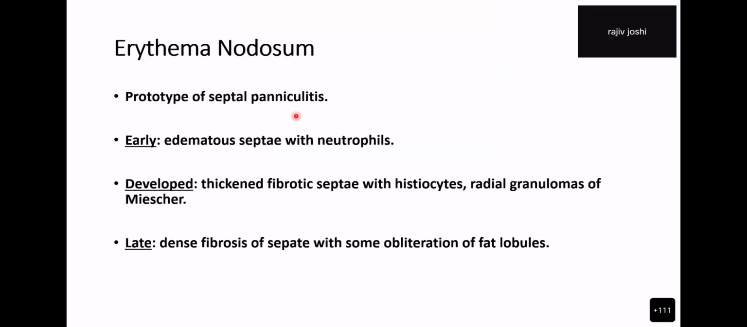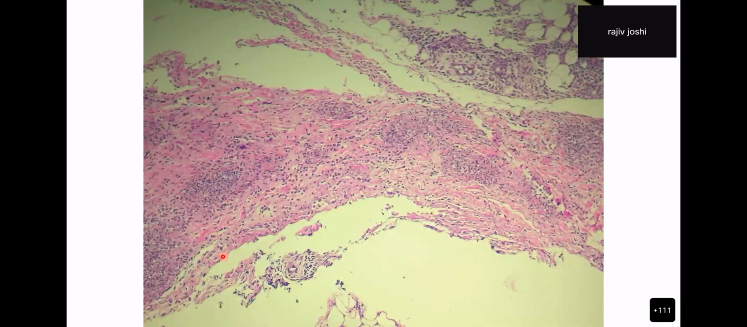So this is the prototype of septal panniculitis. Early stage will show edematous septae with neutrophils. In a developed stage, you will get thickened fibrotic septae with histiocytes and the radial granulomas of Miescher. And in a very late stage, you will get fibrosis of the septae with obliteration of fat lobules and some angioplasia. So this would be early evolving erythema nodosum.